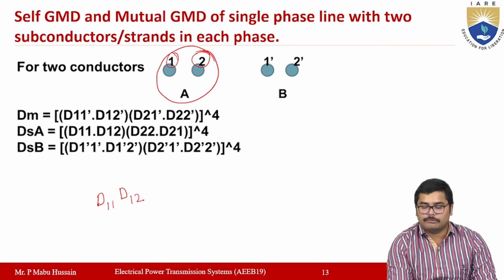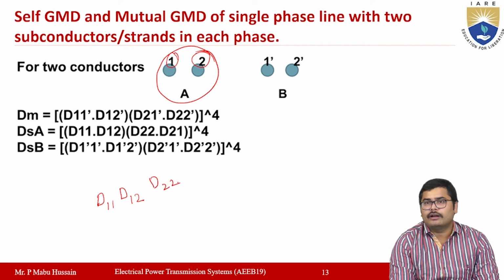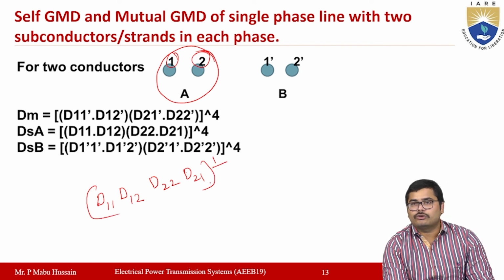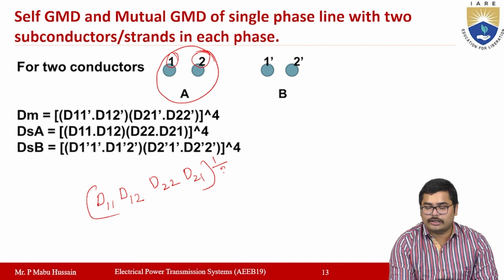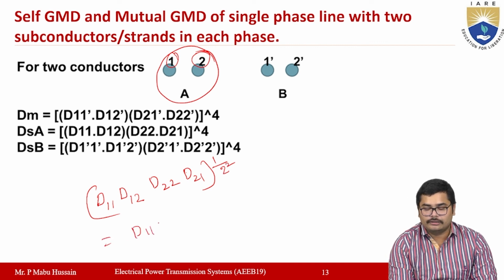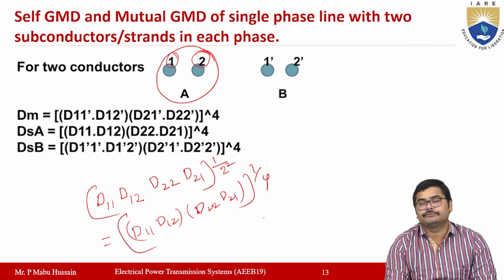If you take the second subconductor, then the self distance will be d22 and the distance d21, whole to the power of 1 by the total number of conductors whole square. As here you are having two conductors, 2 square you will get. So this value will be d11, d12, d21, d22 whole to the power of 1 by 4 you will get.